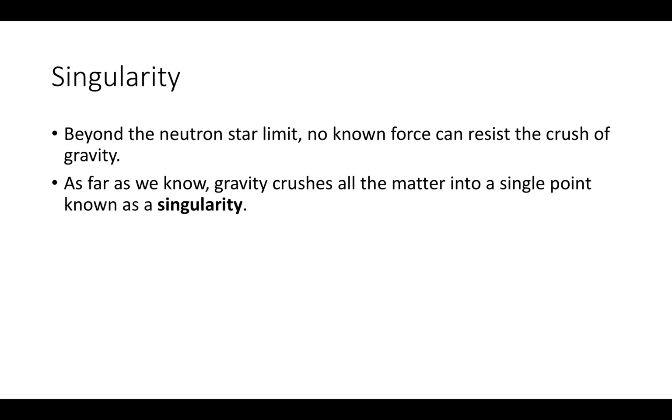All right, so singularity. By definition, gravity crushes all matter into a single point. We call this singularity. It goes beyond the neutron star limit. No known force can resist the crush of that gravity. So it says right here, because nothing can stop the crush of gravity in a black hole, we expect that all the matter that forms a black hole must ultimately be crushed into an infinitely tiny and dense point in the black hole's center. We call this point a singularity. In a rapidly rotating black hole, the singularity may stretch into the shape of a ring around the center rather than being a precise point.